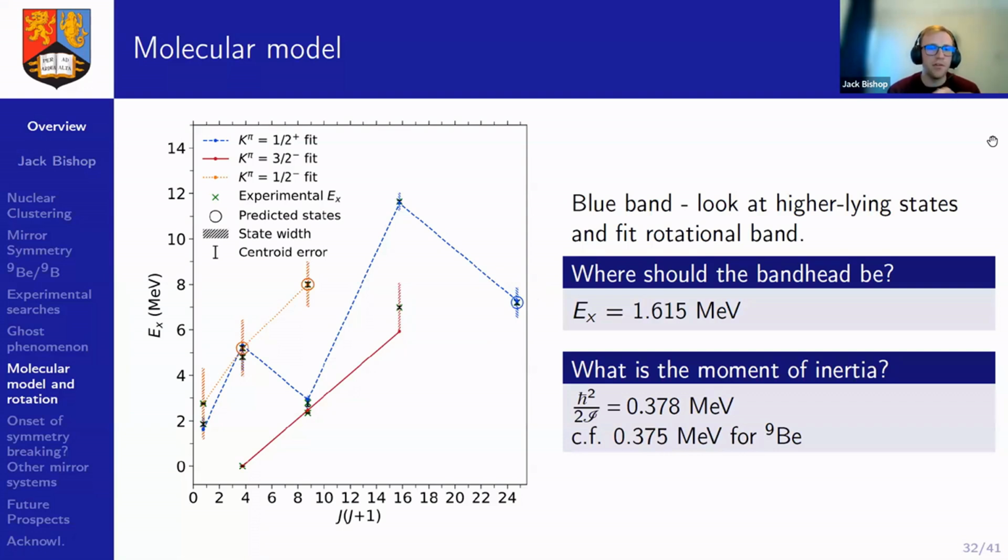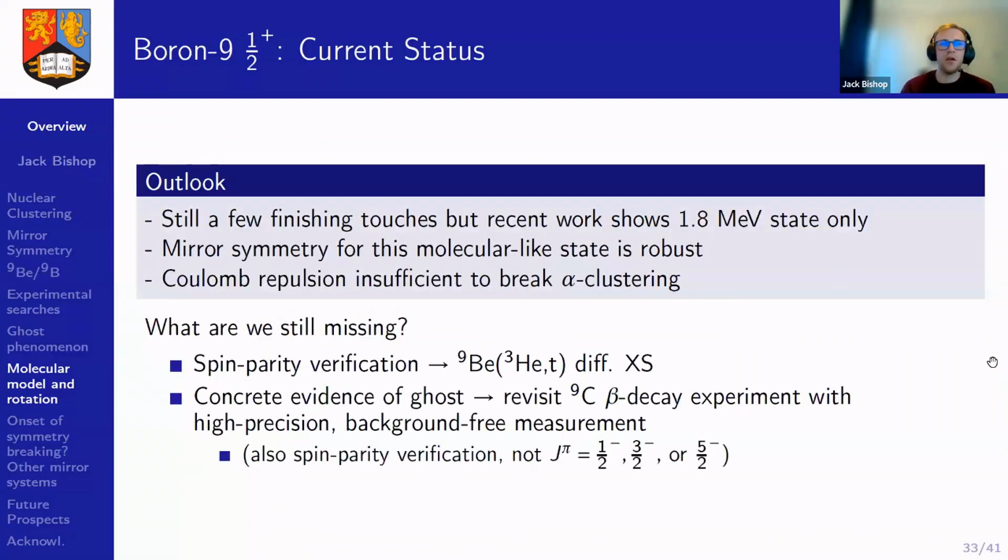So again, this model and these higher lying states are really showing us that the energy is around 1.8 MeV. And what's also quite nice is that the moment of inertia for this Boron-9 system is almost identical to what we see for the Beryllium-9 system as well. So at this point, after much hard work on Alex's part, I think we've got a fairly good understanding now of this 1/2 plus mystery for the Boron-9 system. There are still a few finishing touches, but we feel fairly certain that the state is at 1.8 MeV.